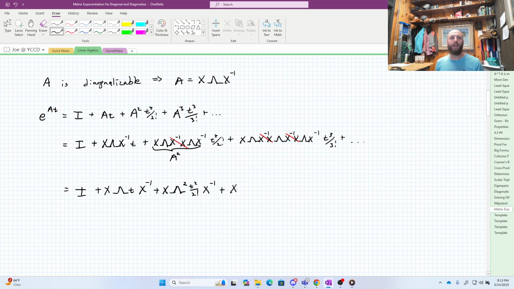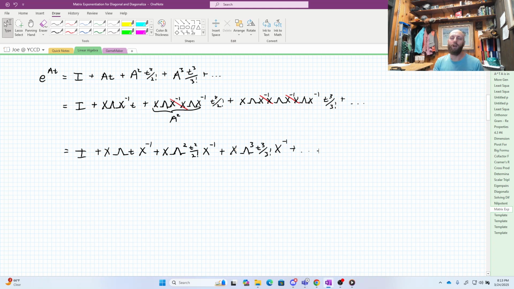And then my next one, I'm going to have an x, a lambda cubed, a t cubed over 3 factorial, and an x inverse. And so on, right? So every term is going to be led fore and aft by an x and an x inverse.